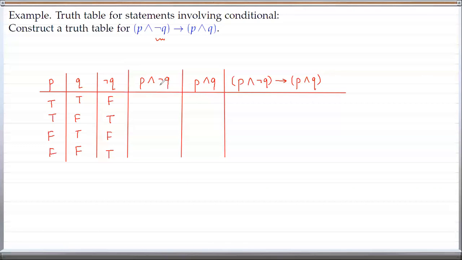Next we have P and not Q. So we look at this one and that one combined by and to get this column. True and false is false. True and true is true. False and false is false. And false and true is false. Next we have P and Q. So we'll be looking at these two columns combined by and.